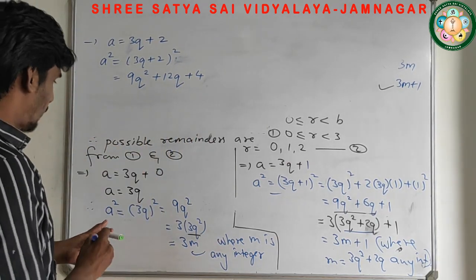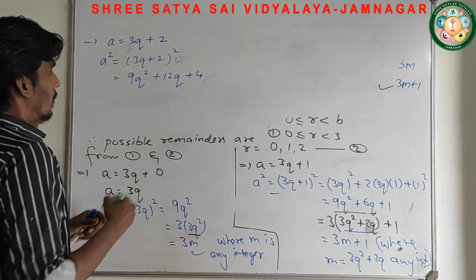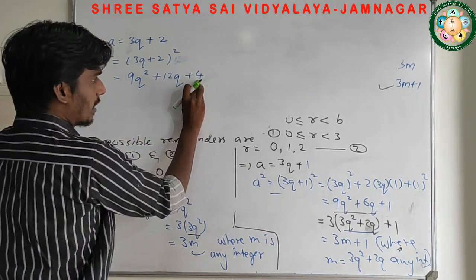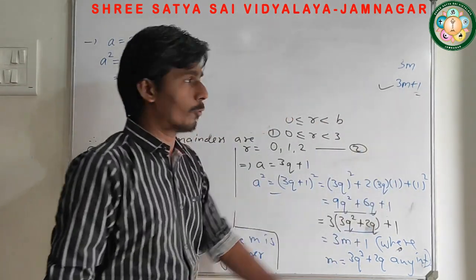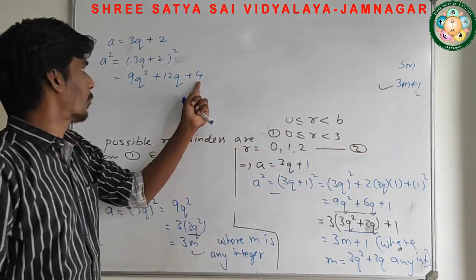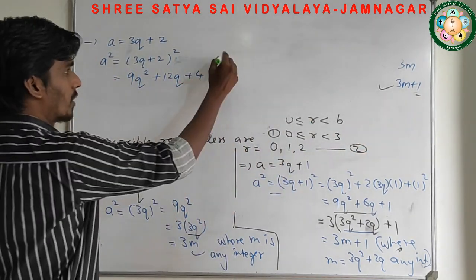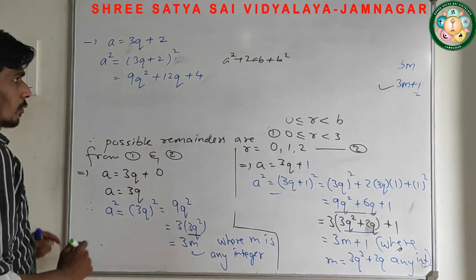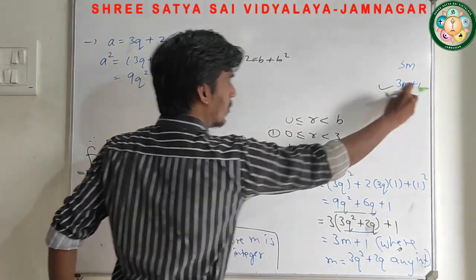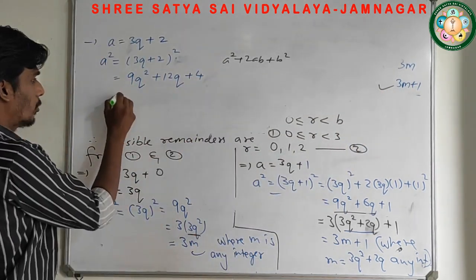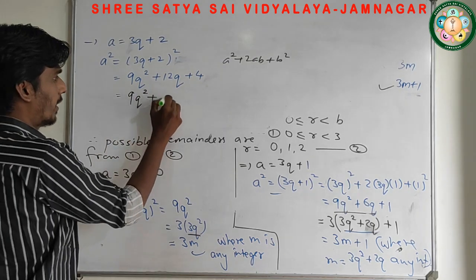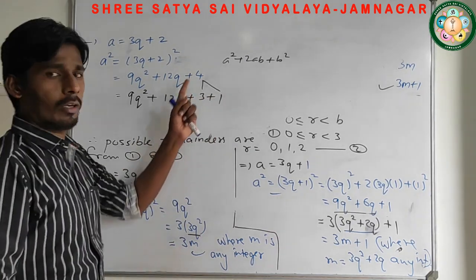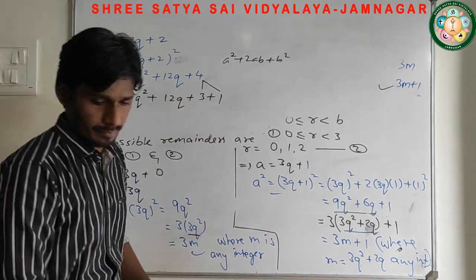Now what do you want to take out common here? If I want to convert, this is 4, but here I want 1, not 4. Here it is 1, and here I am getting 4, the square of this bracket. Again I am using a square plus 2ab plus b square for squaring. So anyhow I have to get 1 here. So I'm going to split this 4. How? 9q square, 12q, I'm going to write 3 plus 1. If I write 4 or 3 plus 1, both are one and the same.